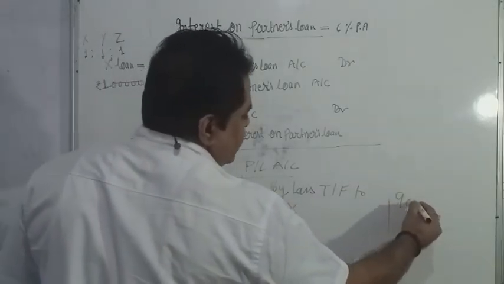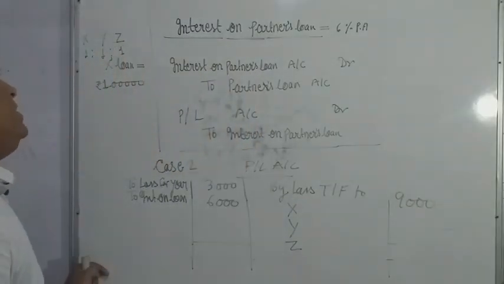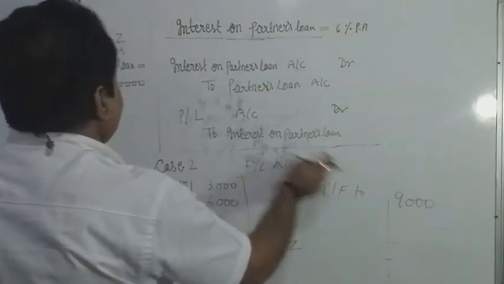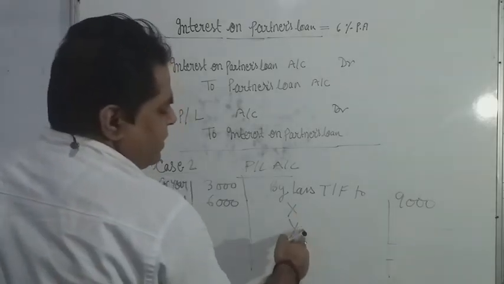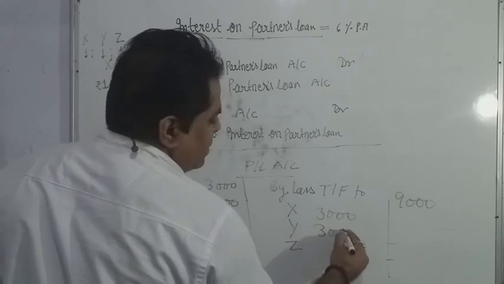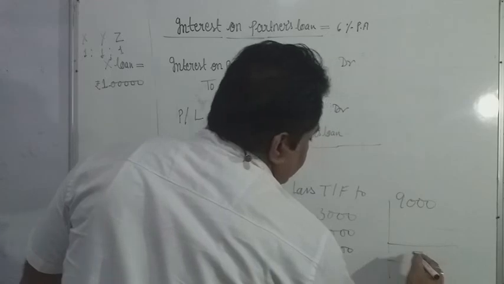This 9,000 will be distributed here only in the profit sharing ratio, and I have given that they are sharing in equal ratio. So if 9,000 is distributed among X, Y, Z in the equal ratio, it will be distributed 3,000, 3,000, and 3,000. This is the distribution of loss.